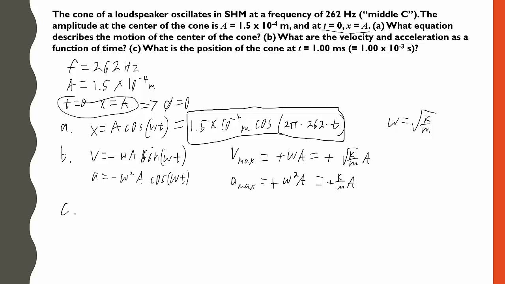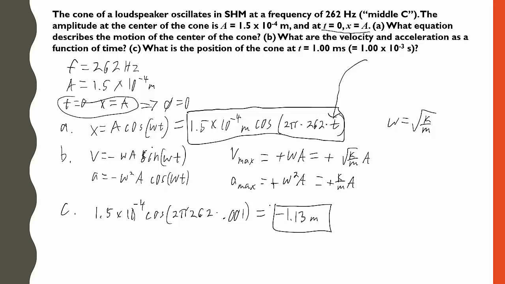So we're just going to plug in that for t here. I guess I'll go ahead and write it out because you like watching me write stuff, right? Okay. Cosine 2 pi times 262 times 0.001. This has got to be in radians, by the way, so make sure your calculator's in radians if you're using omega. Plug all that in and you'll get negative 1.13 meters is the location.